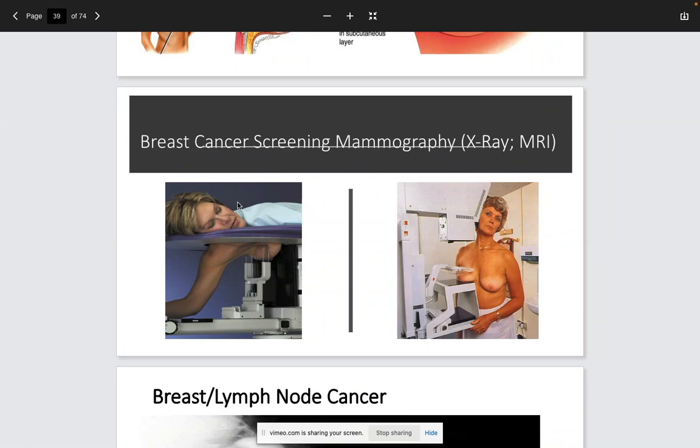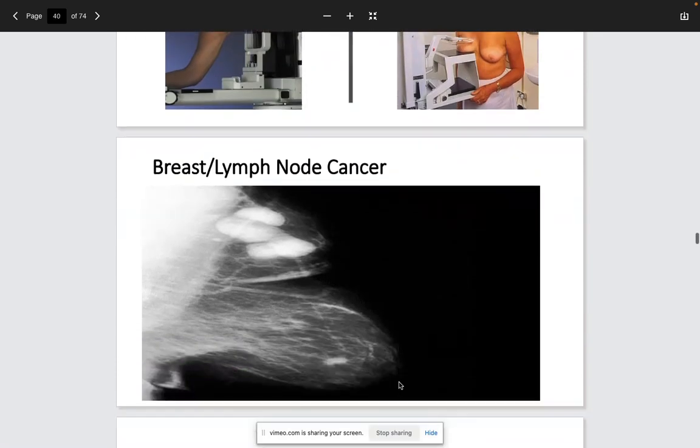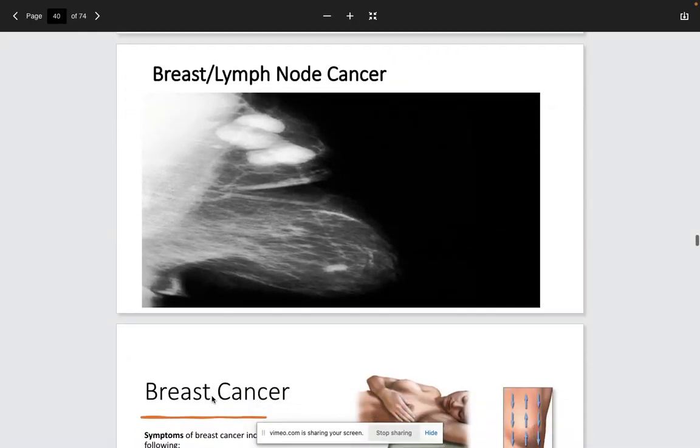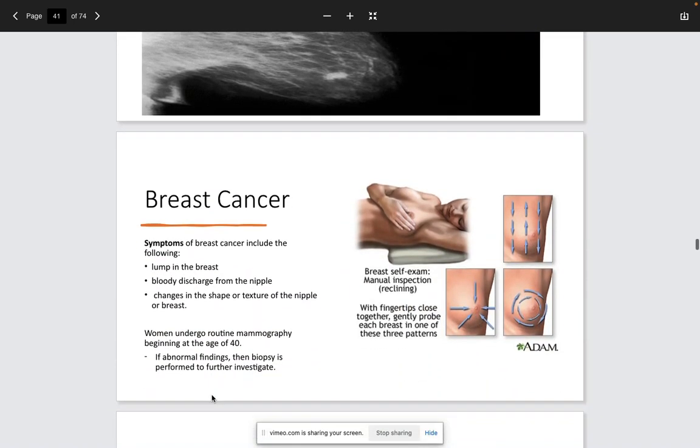So this is just breast cancer screening. This is something called a mammography, in which they take a visual image. We'll show you on this next slide here. This is just showing you, again, the cross-section of the lactiferous duct, showing you some lymph nodes present as well.